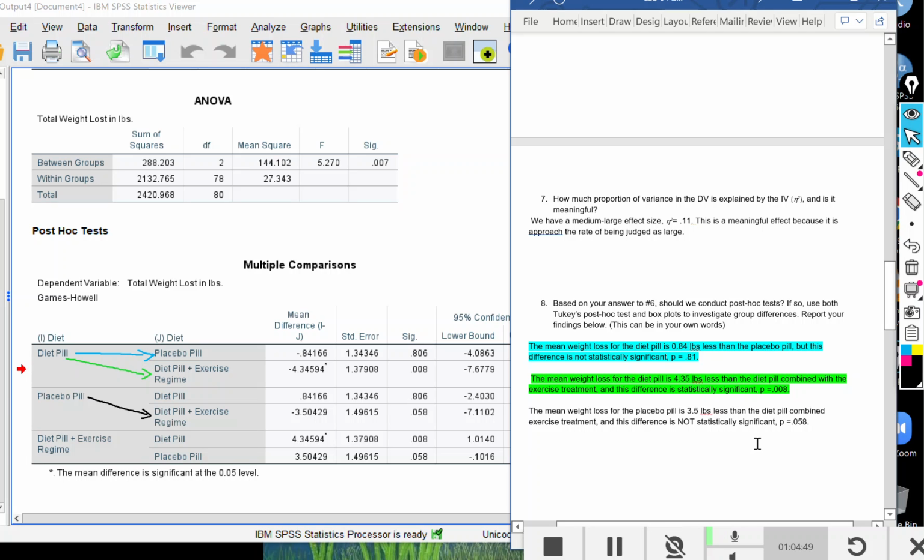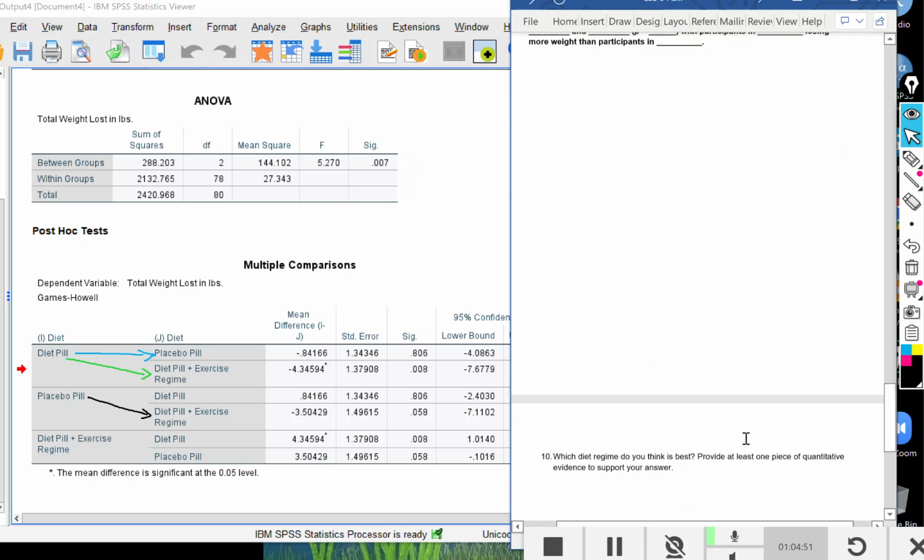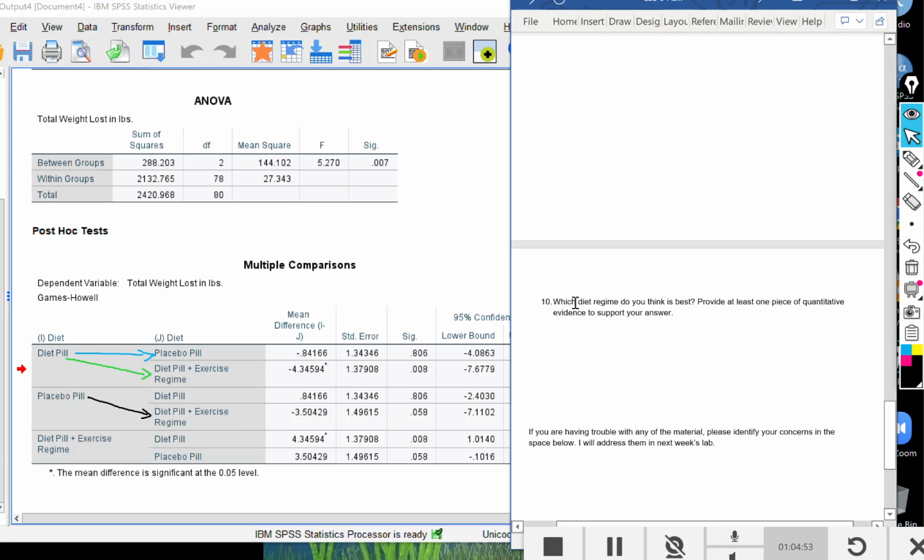So I'll leave this up to you to be able to answer this question. Which diet regime do you think is best? Provide at least one piece of quantitative evidence. And really you need to talk about things in conjunction with each other.